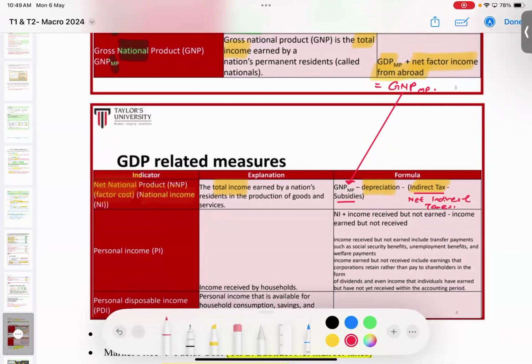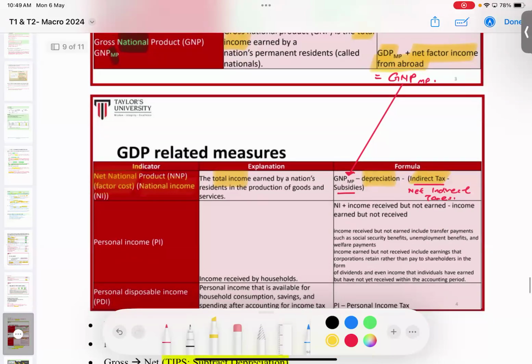Now next one, personal income. Personal income means income received by households. So here, the formula will be your net income that you calculated just now. Net income plus income received not yet earned. That means you received the money already, but you have not earned it yet. And minus any income earned but not yet received. So few components here.